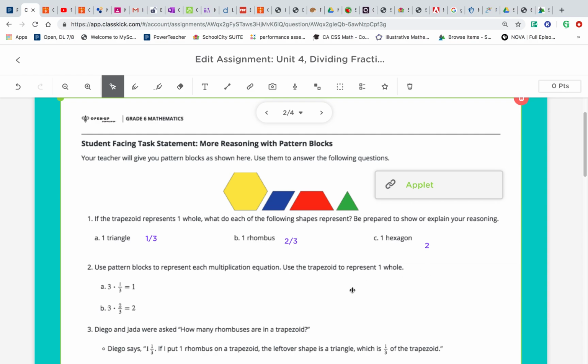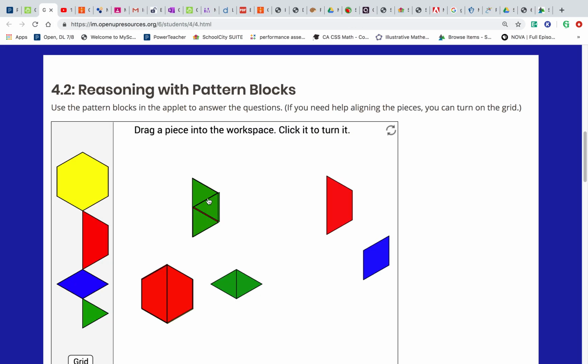Okay, so the next part here wants us to use pattern blocks to represent each multiplication equation. Use the trapezoid to represent one whole. All right, so for part A, we have 3 times 1/3 equals 1. Well, which piece was 1/3? It was the triangle. So what this is telling us is that we need to put 3 triangles together to make one whole. So let's take a look at that here. If we put 3 triangles together, we already actually have it right here, right? We actually have 3 triangles right here, and so that's going to be one whole. And so you could also have, of course, the trapezoid. That's one whole. 3 triangles equals 1 whole. So this is what's going to work for 2A.